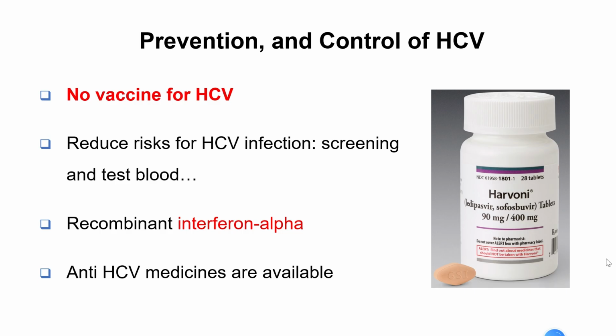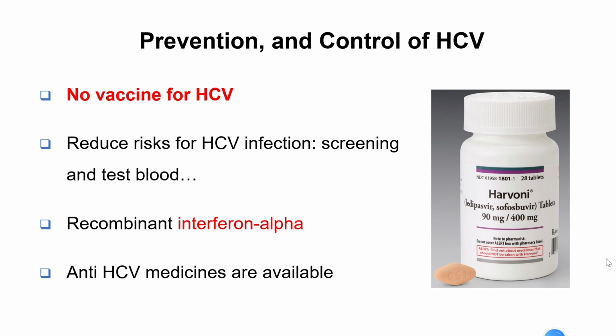We should reduce risks for HCV infection, like screening and testing blood, to make sure that we can identify any possible HCV virus source. We can screen the population and identify those persons carrying the virus, and test blood. For each blood donation, we should test whether it's HCV negative or not.